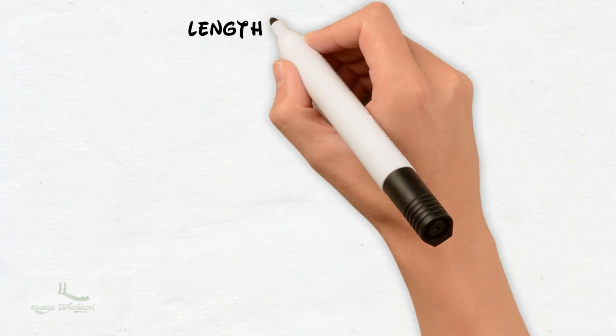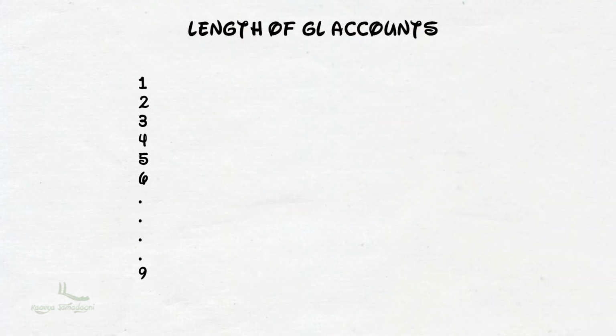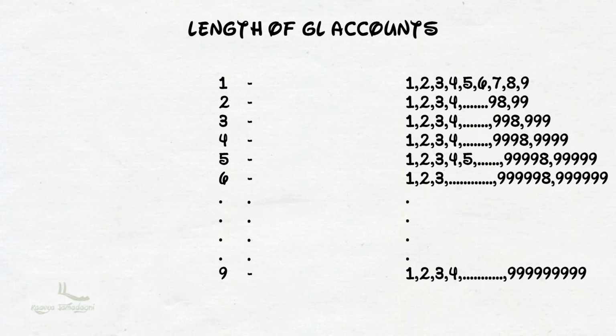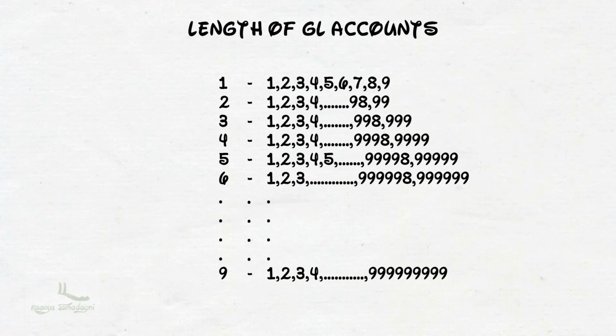When I say length of GL accounts, what does this length mean? Minimum is 1 and maximum is 9. When I say length as 1, then I can create GL accounts with a number only 1 to 9. That is only 9 GL accounts.